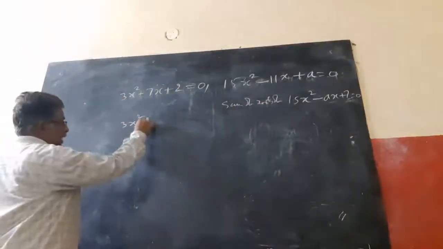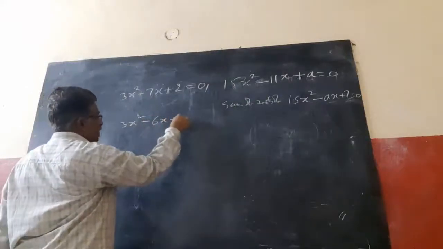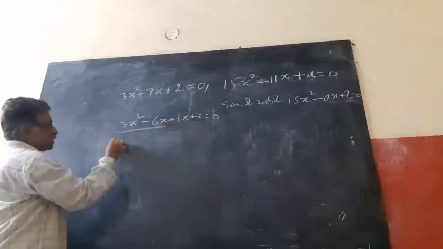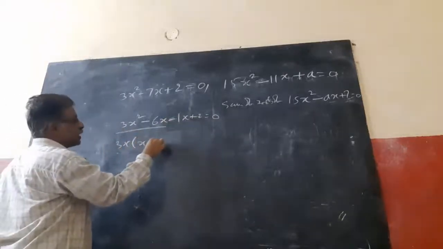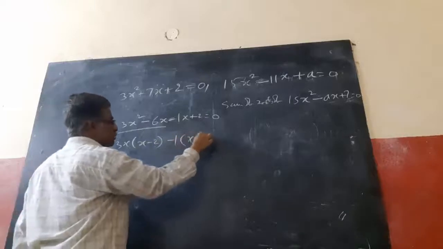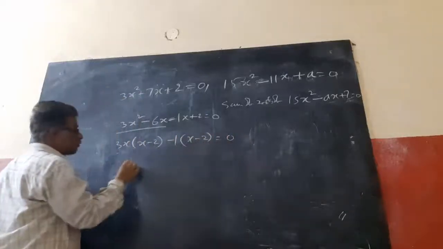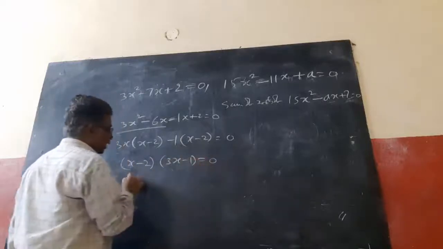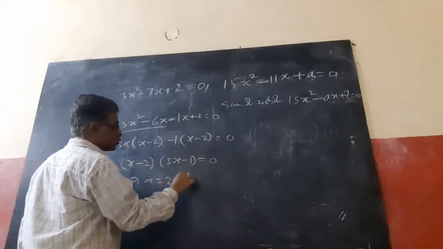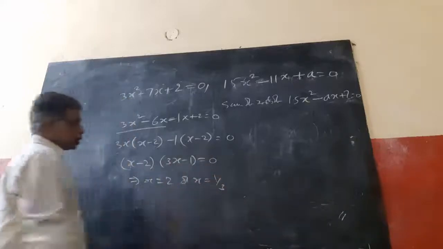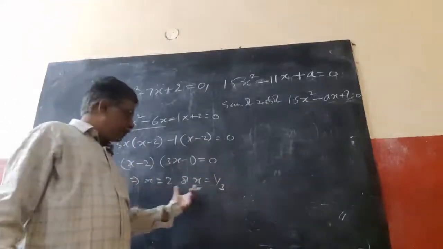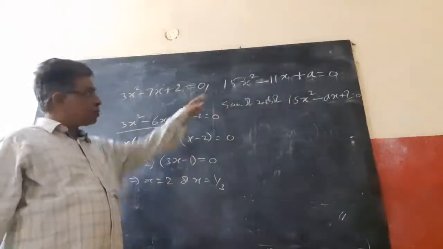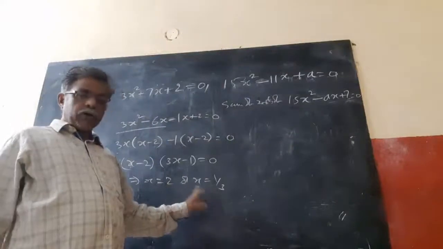So 3x² − 6x − 1x + 2 = 0. From these two, if I take 3x common, it becomes x − 2, and taking minus 1 common is also x − 2. So finally, (x − 2)(3x − 1) = 0, which implies x equals either 2 or 1 by 3. Two values I got. So out of the two, this may be the common root or this may be the common root. If this is the common root, I will get some a value, and if this is the common root, another a value.